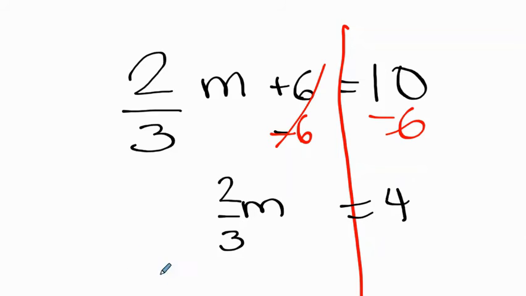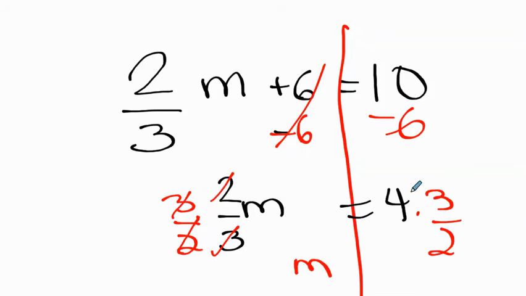And then you're like, okay, miss, what do I do now? I cannot multiply, I cannot divide. Yes, you can. You can multiply times the reciprocal of 2/3, which is 3/2. Whatever you do on one side, you do on the other side, 3/2. This cancels out, and now you have that m is equal. You solve left to right. 4 times 3, 12. 12 divided by 2 is 6. m is equal to 6.